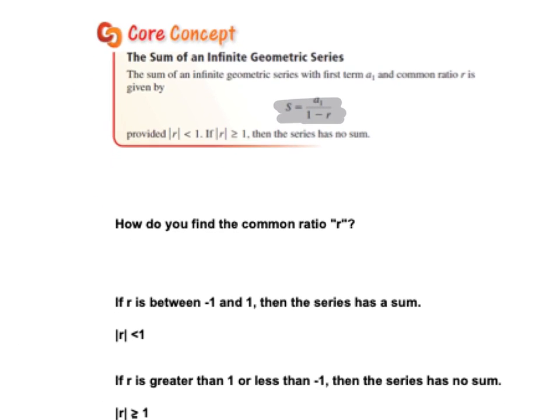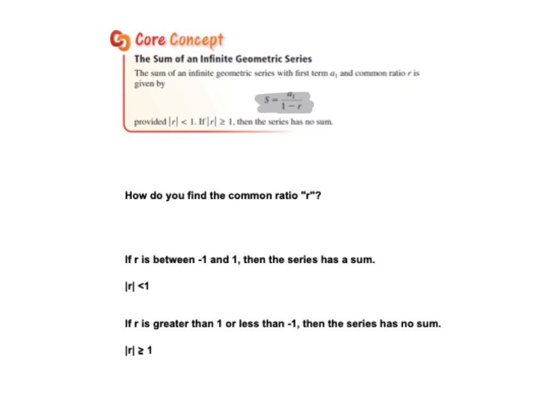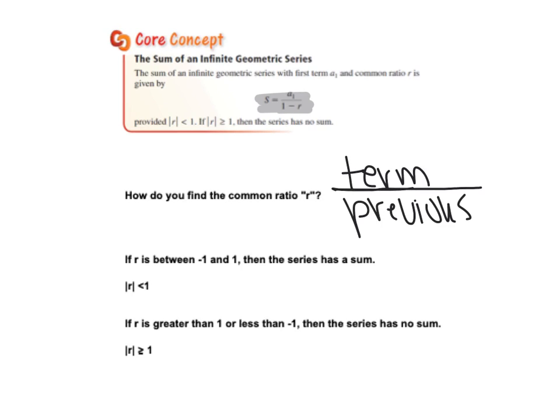And a couple of things to note is that, again, we need to remember how to find that common ratio. To find that common ratio, we take a term and the term previous to it and simplify that fraction, and that is going to be our common ratio. The other important piece is that not all infinite geometric series have sums.